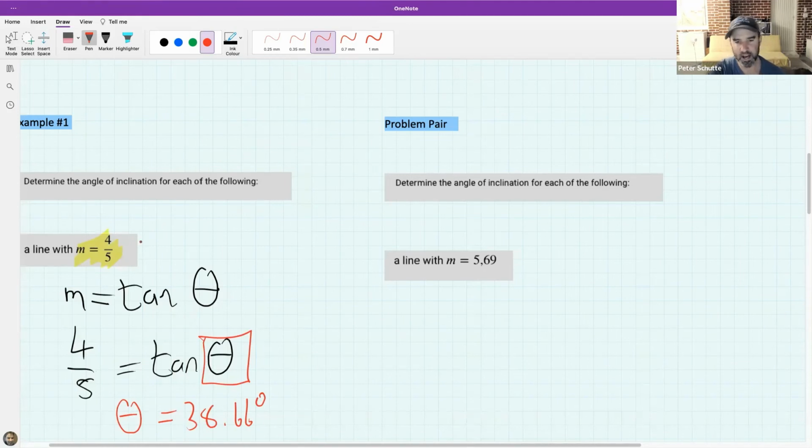So what you've done now is you've managed to use the gradient to find the angle of inclination, which is absolutely.